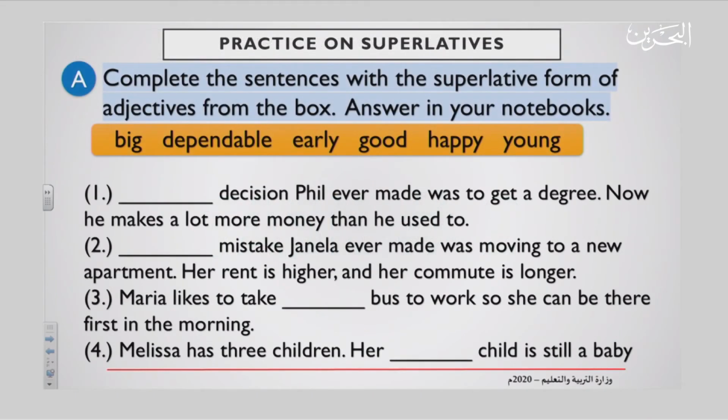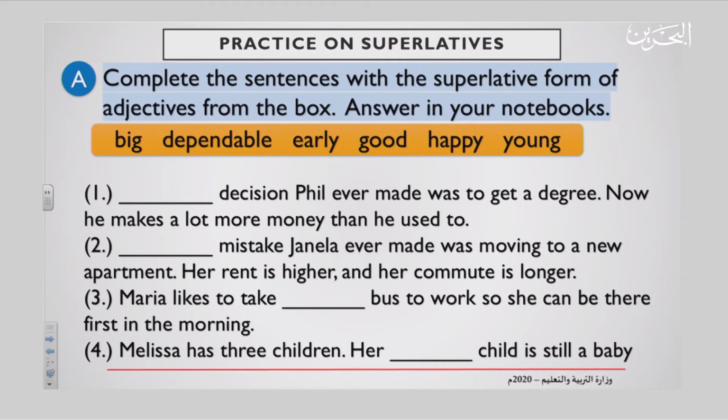Task 2. Complete the sentences with the superlative form of adjectives from the box. Answer in your notebooks. And there are about 6 adjectives: big, dependable, early, good, happy, and young. Now, the first one, number 1, decision Phil ever made was to get a degree. Now, he makes a lot more money than he used to.